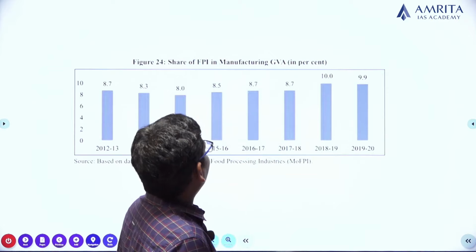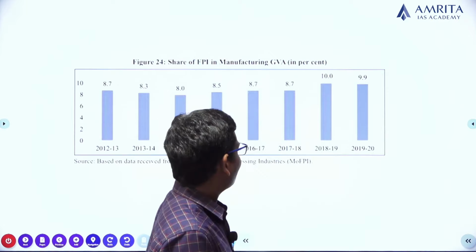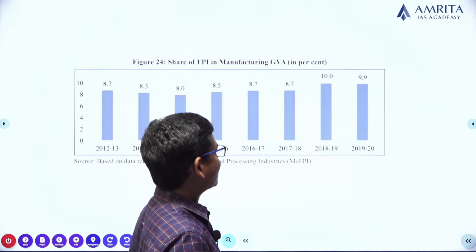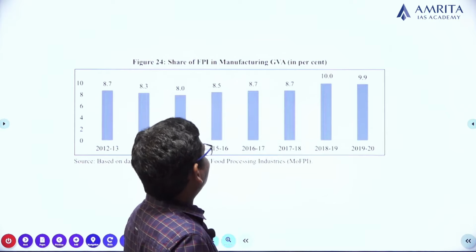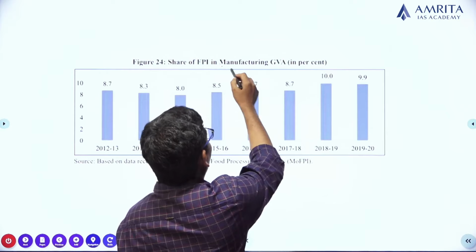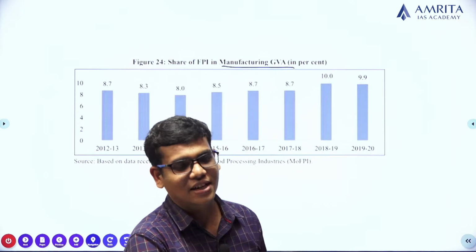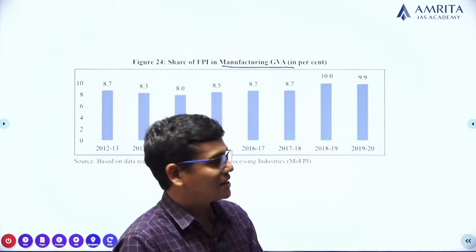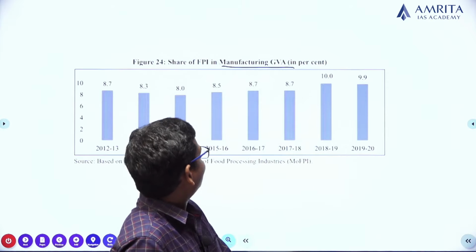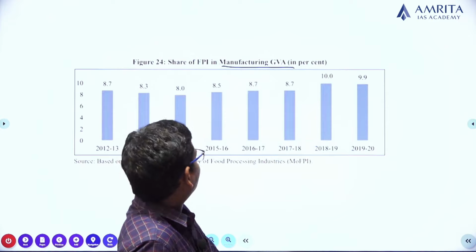Now, share of FPI in manufacturing GVA. So FPI means fruit processing industries. In the total manufacturing GVA, because it cannot be considered as agriculture, because they are doing some industrial activity, what is the percentage of food processing industries?